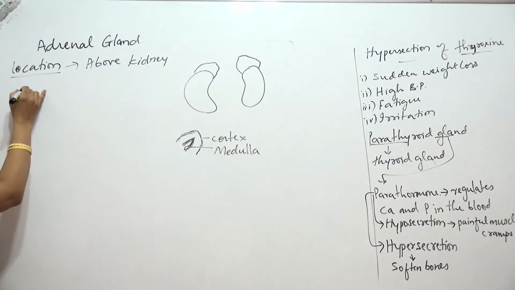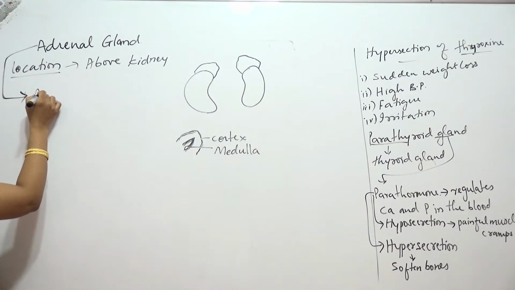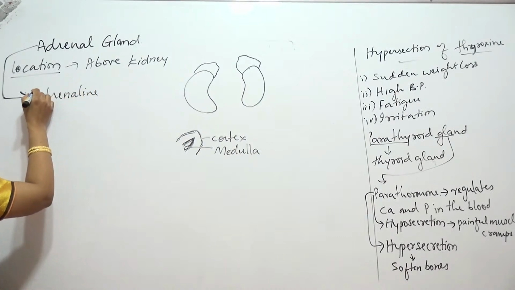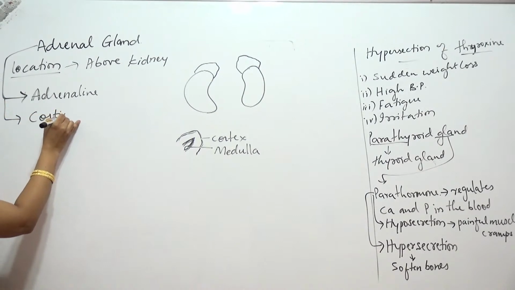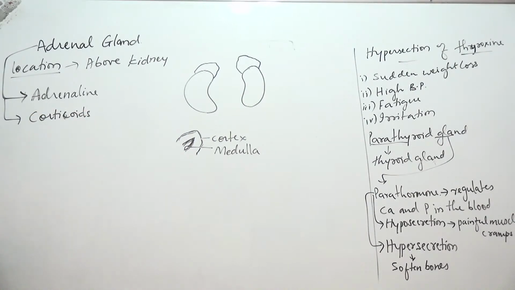This adrenal gland secretes hormones. The adrenal gland secretes the hormones called adrenaline and corticoids. So the hormones secreted by the adrenal gland are adrenaline and corticoids.